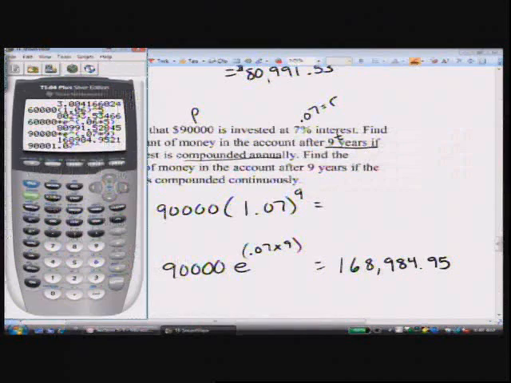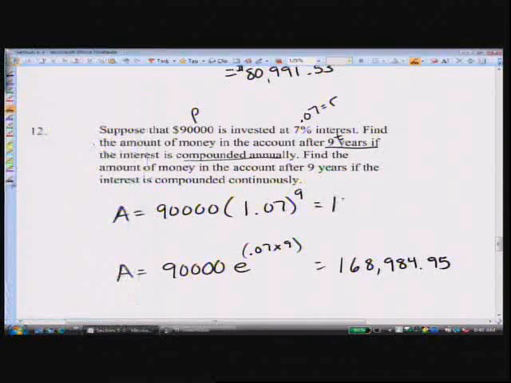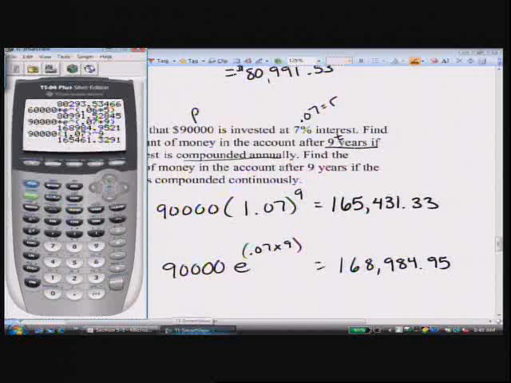Okay, let me see. I forgot to put my parenthesis in here. My little pen doesn't work as well on the calculator. That sounded like it came from Brett. Yes, ma'am. See, I know your voice, I just don't know your face. Okay, 165,461.33. Oh, 461.